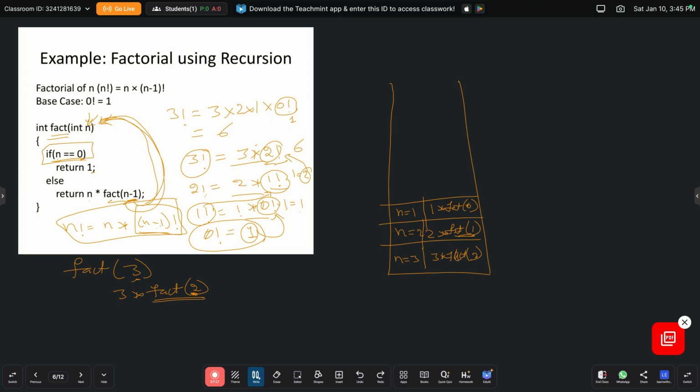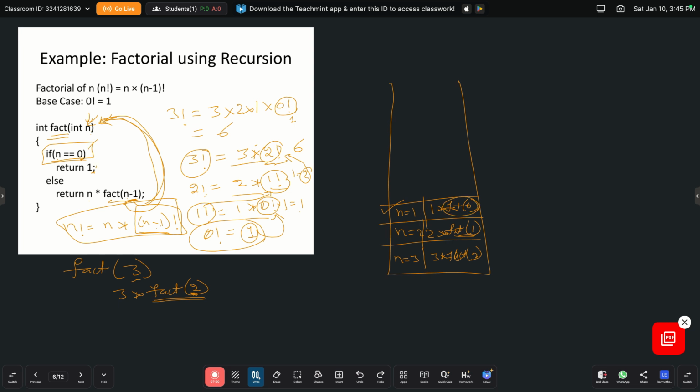Now what we are doing? Return 1. This value will be returned to where? Previous, from where we came here. Right now n value is 0. From where we came to here means from the case when the n value is 1. When the n value is 1, what we would like to evaluate? We would like to evaluate 1 into fact of 0. Now what we have written? N equal to 0, written 1. That is the answer of this fact of 0.